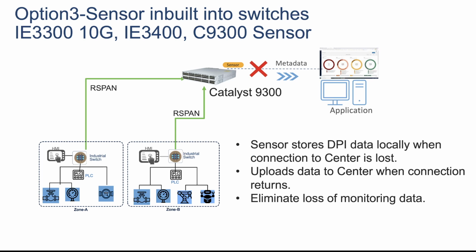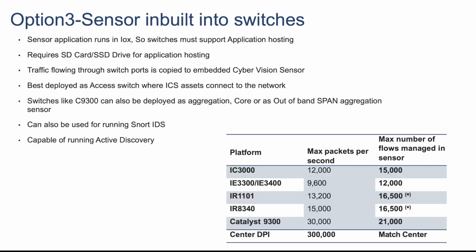And in case this link between the Catalyst switches and sensors goes down, the data or deep packets are still stored locally and uploaded once the connection has resumed. So it eliminates any loss of monitoring data.